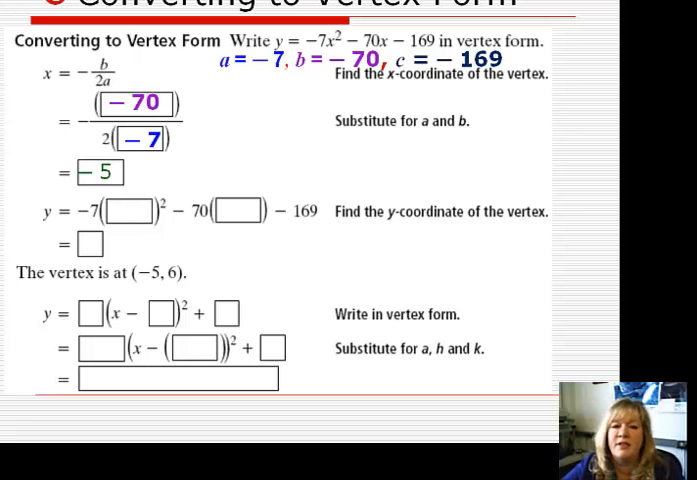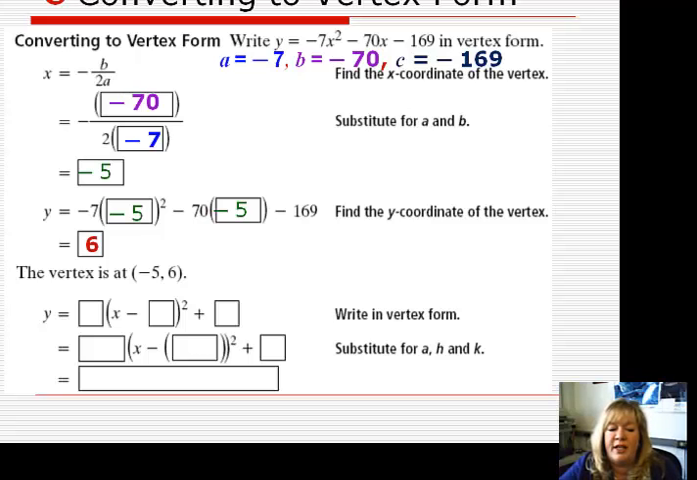Now this is the second way you can find the y coordinate of the vertex. And that is by substituting that -5 into your quadratic and finding the y coordinate. So we'll put in -5 for the x's. When you crank that all out, you'll get a 6. So the vertex is at -5, 6. That's your h and your k if you look at your vertex form.